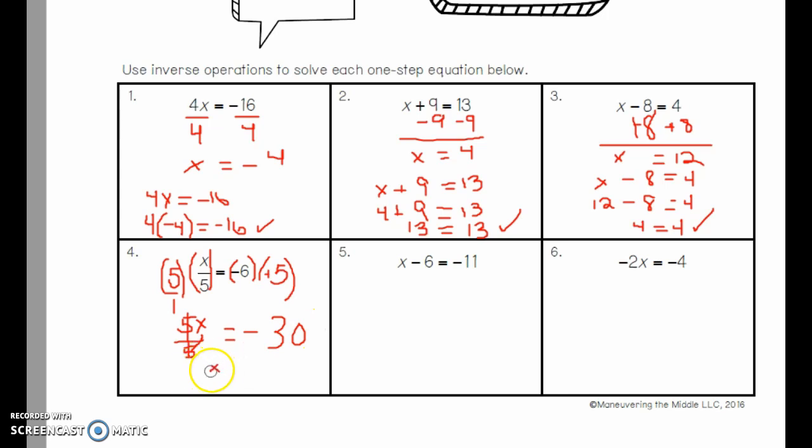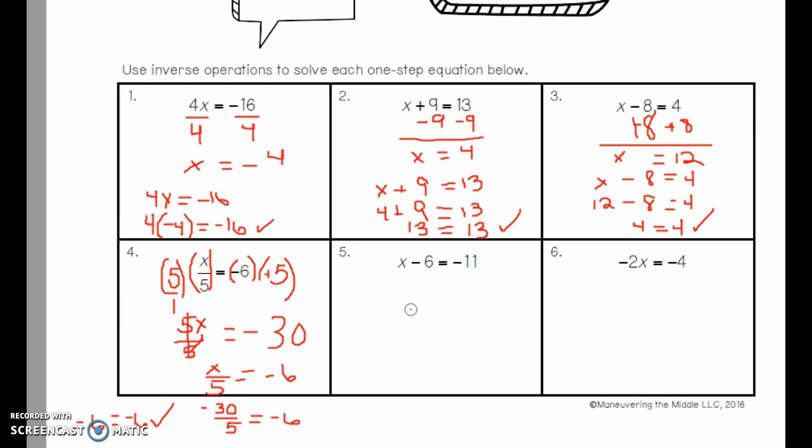Okay, rewriting this, I'm probably going to run out of space here. X over 5 equals negative 6. I'm going to substitute my negative 30 in. Negative 30 divided by 5 equals negative 6. And negative 30 divided by 5 is negative 6. And negative 6 equals negative 6. That is true. It checked.